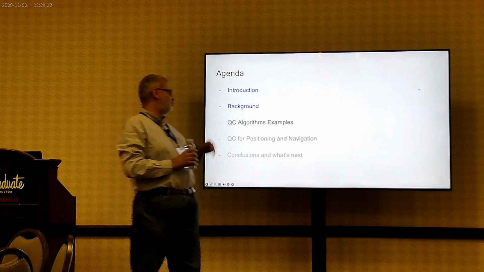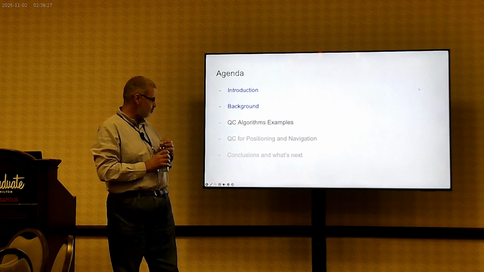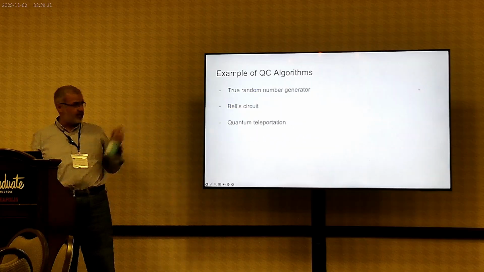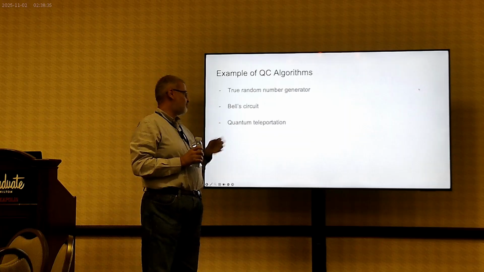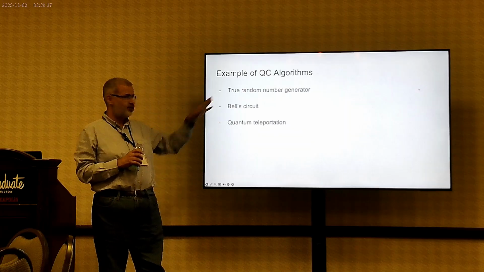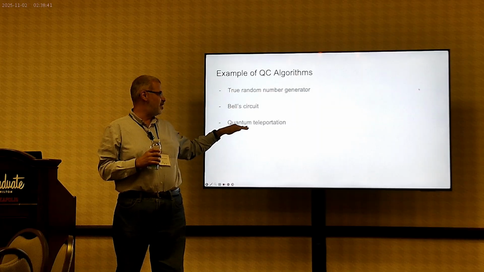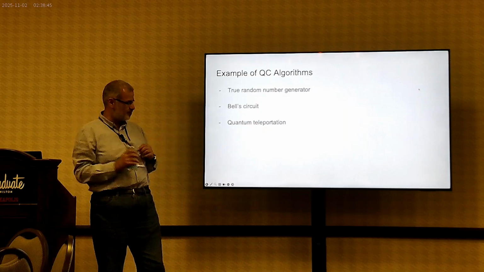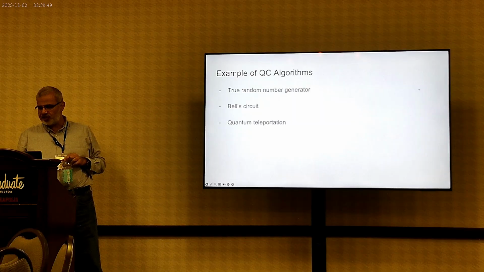So what we'll do in the next part of the talk, I'll give you some examples of famous quantum algorithms. So the first one is trivial, actually we already covered it. It's a true random number generator. Then the second one is the Bell's circuit. I'll tell you what it does. And finally, we'll use Bell's circuit to implement the famous quantum teleportation algorithm. We'll teleport qubits.